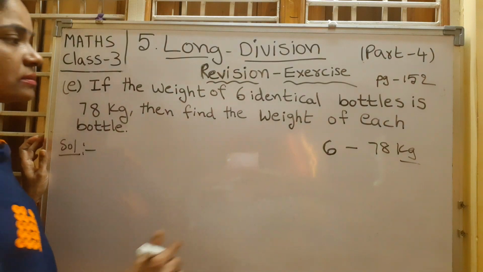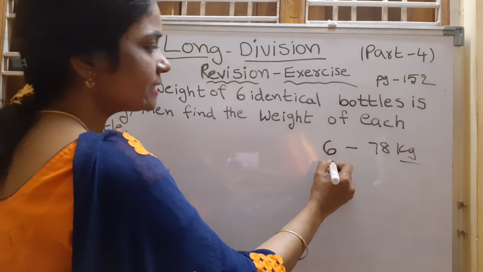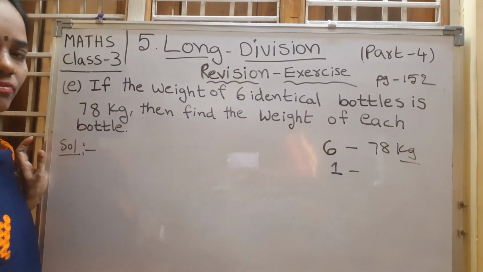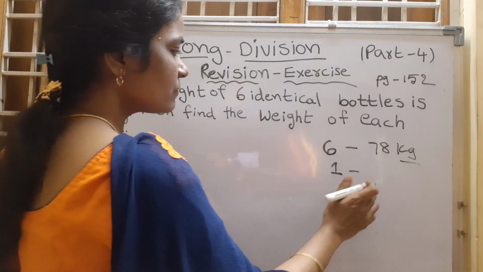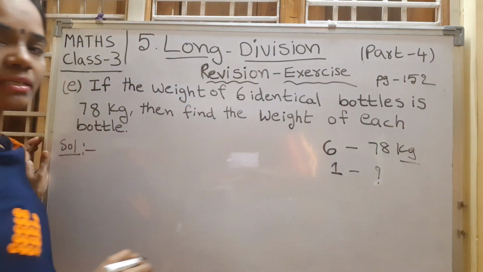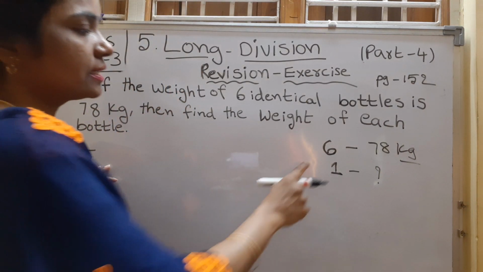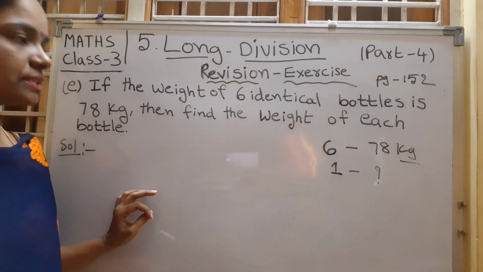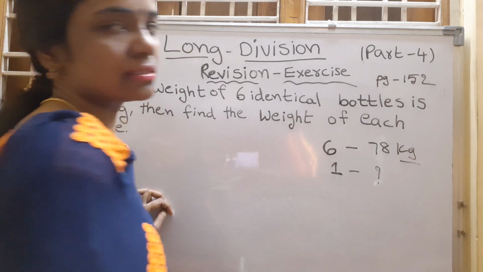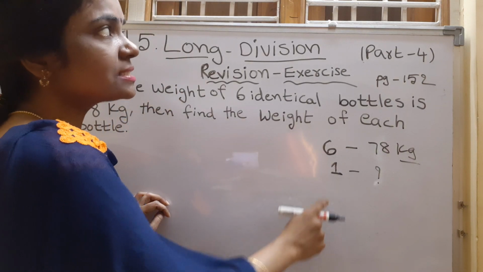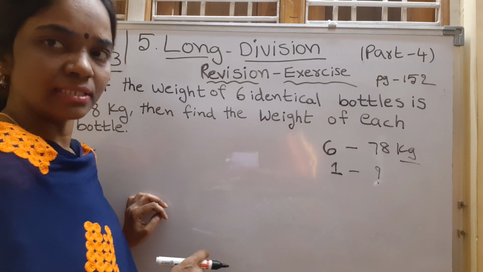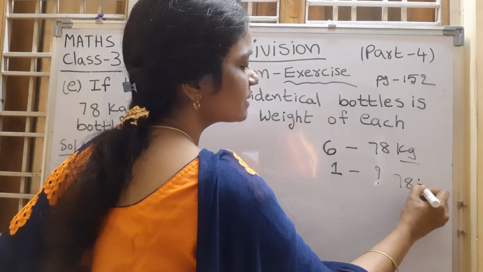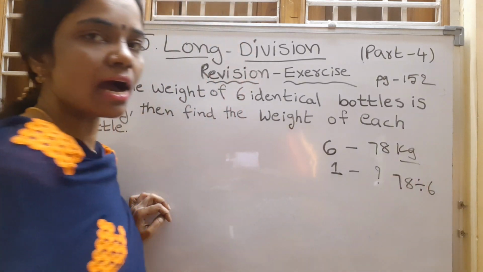We have to find out the weight of each. Each means how many, children? Very good. Each means one. We have to find out the weight of one bottle. So here what is the keyword? Giving more and asking for one. So what we have to take? Yes, take division to get the answer. Giving more and asking for one means we have to take the division. So here take division, that is 78 divided by 6 will give the answer.